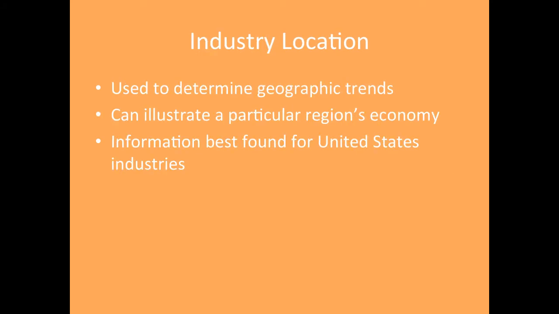Industry location will help with determining geographic trends and other business factors. For example, knowing that there are several major automotive firms in the Detroit area can perhaps tell us about the makeup of Detroit's economy. Industry information can best be found for industries in the United States, although international information is becoming more commonplace.